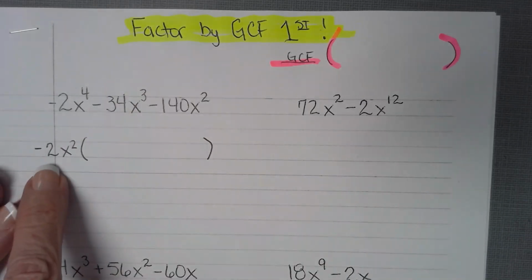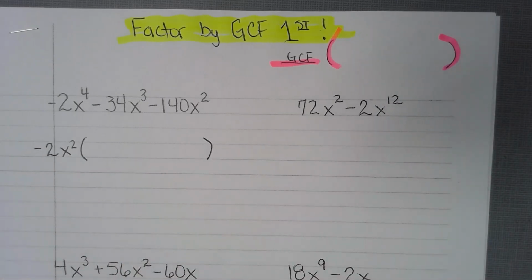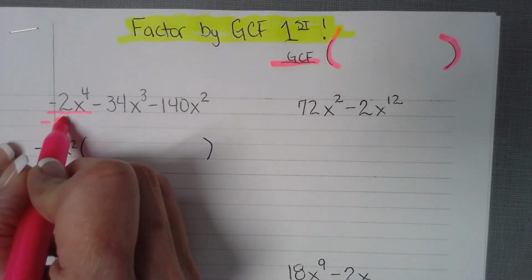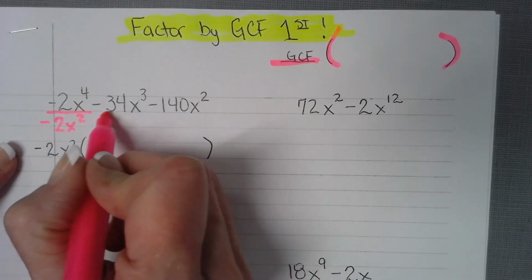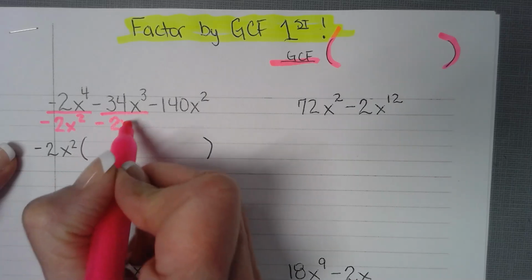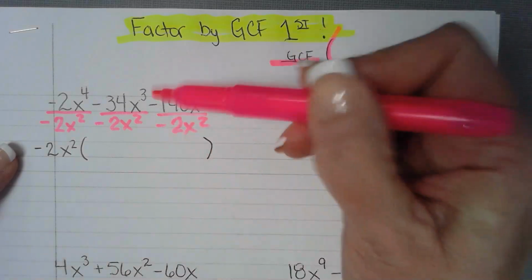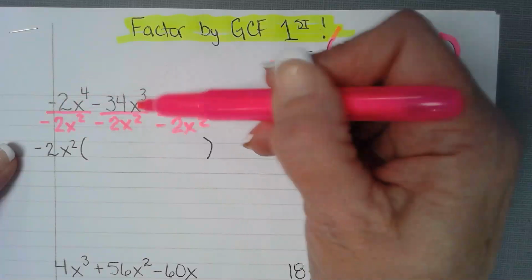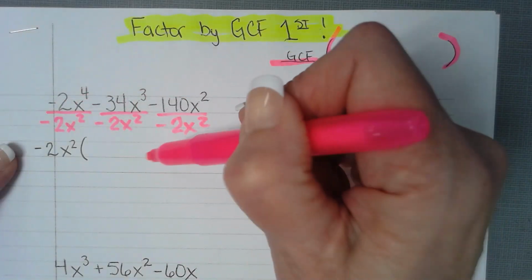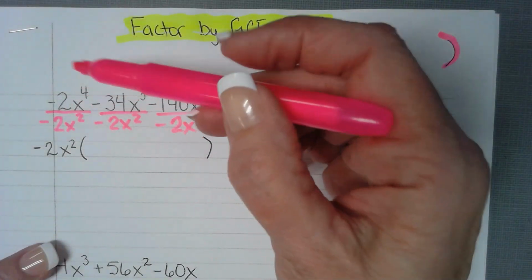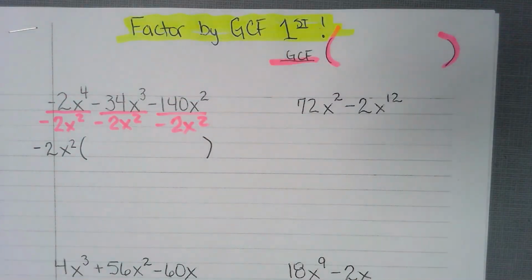So we pull out the greatest common factor, negative 2x squared. We set up a parenthesis. How do we determine what goes in the parenthesis? Well, we're going to divide by your greatest common factor. So you're going to divide by negative 2x squared in all three terms. Now, y'all, you need to realize dividing by a negative is going to change these signs inside of here. That's the reason why you pulled the negative out. So be careful with your signs. So again, take a couple seconds and see if you can divide and fill in your parenthesis.